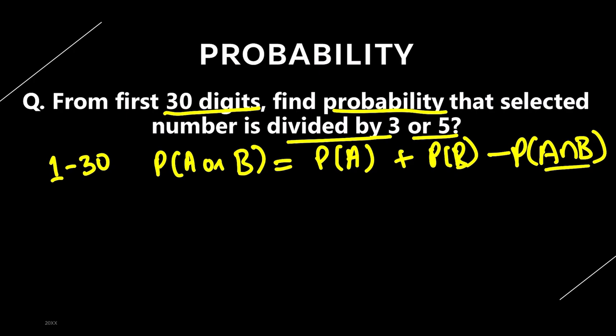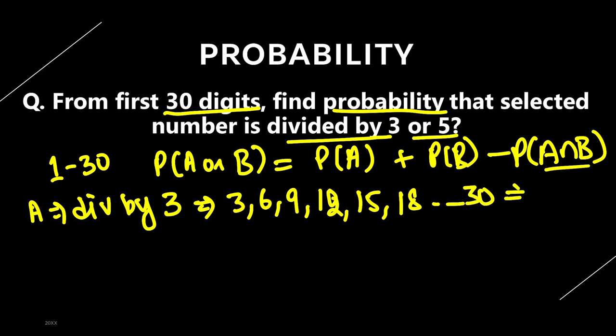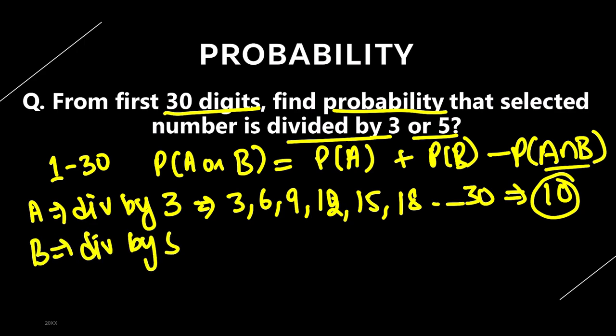Now, what is event A? Event A is that the number is divisible by 3. Between 1 to 30, how many numbers are divisible by 3? 3, 6, 9, 12, 15, 18, and so on till 30. You will find 10 numbers, right? But what is event B? Event B is that the number is divisible by 5. So what all numbers are divisible by 5?